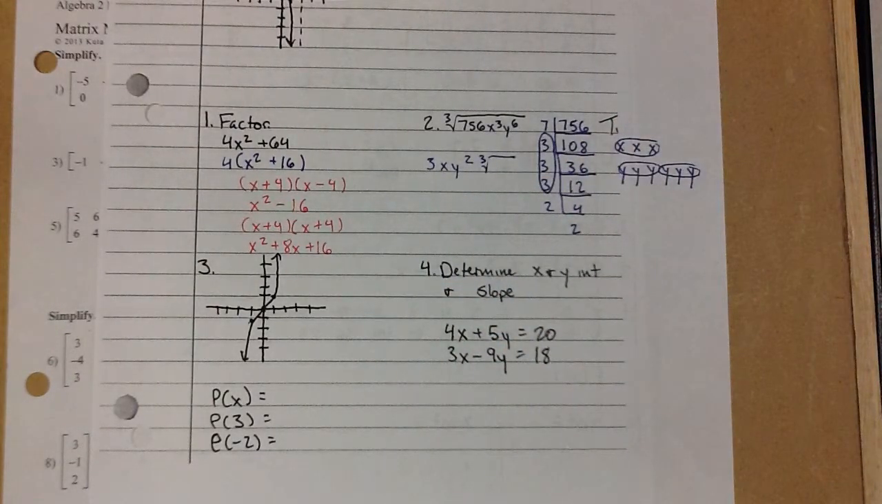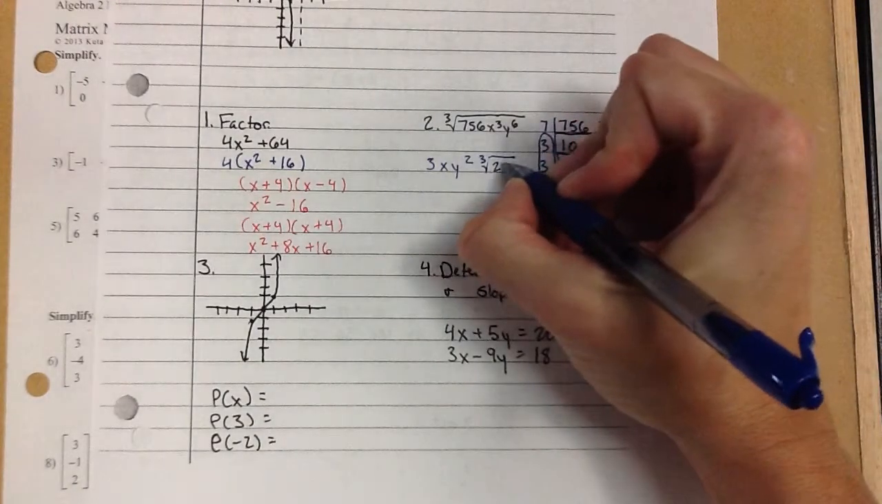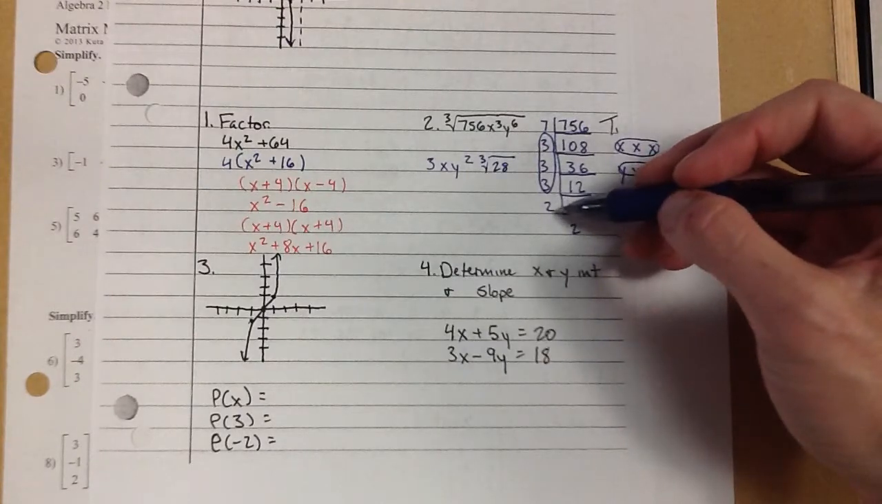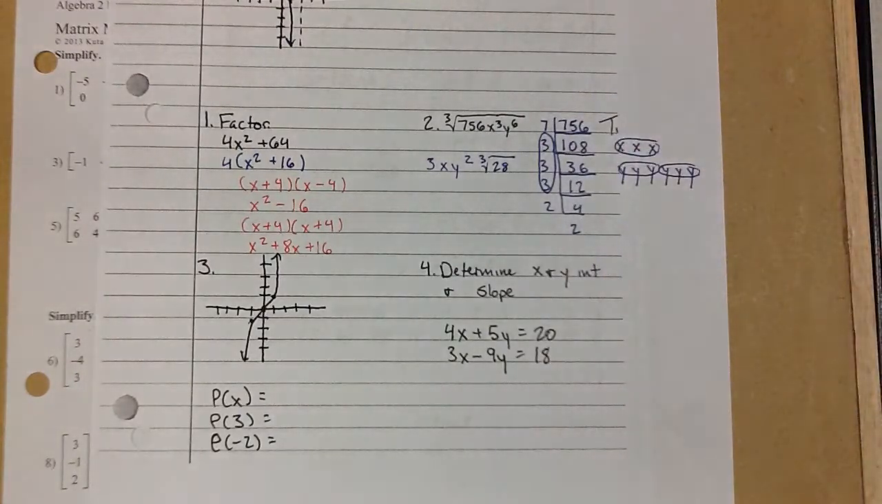Is it 14 or is it 28? It's 28. 2 times 2 is 4. Times 7 is 28. That's your answer.